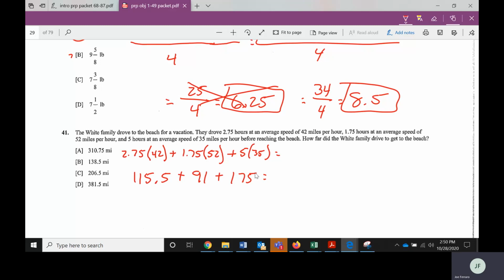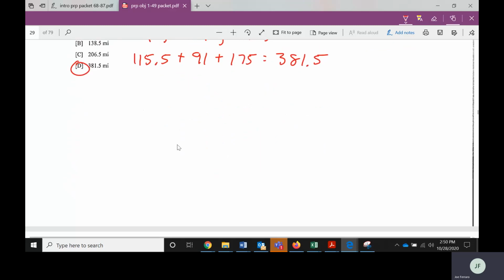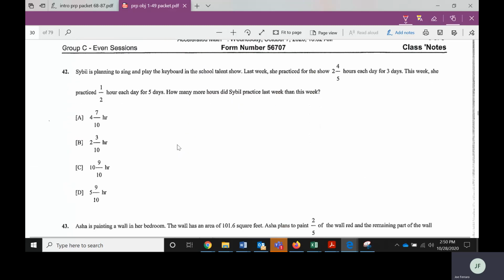Add 3 different numbers. Again, I'm being a little more careful at typing these in because I made a couple mistakes today. 381 miles, or 381.5 miles, right here, letter D. Okay, so that's the problems we're going to do. As far as examples, I am just going to go through and write down what to look at to do these other ones.